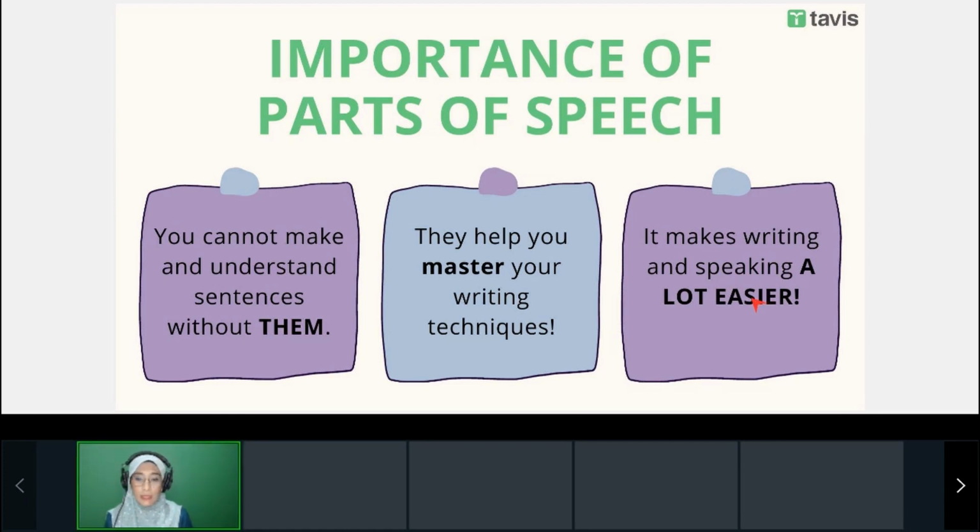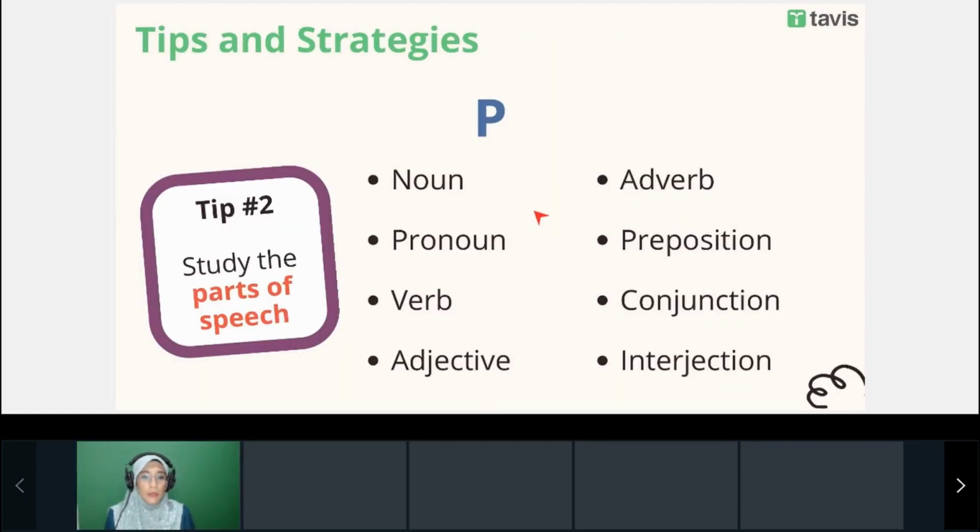All right, I hope that it's clear for you for this one, the importance of parts of speech. Now let's go back to the previous slide. Okay, so here there are 8 parts of speech. These are crucial, these are very important. I will tell you one at a time. First of all, you have your noun. Then proceed with pronoun and verb, adjective, adverb, preposition, conjunction, and interjection.